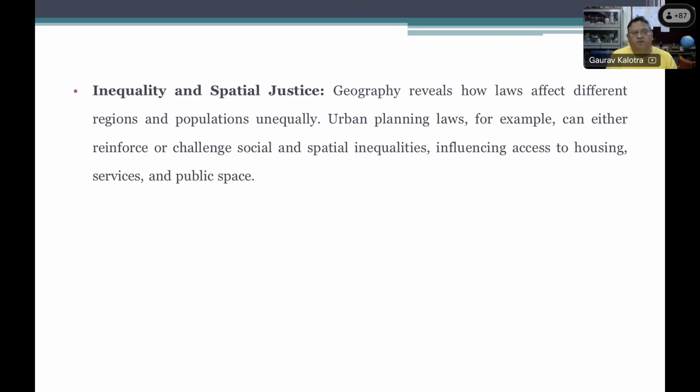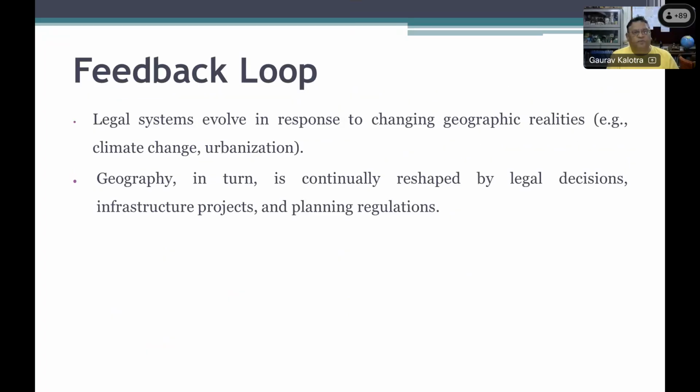Then inequality and spatial justice. Geography reveals how laws affect different regions and populations unequally. Urban planning laws, for example, can either reinforce or challenge social and spatial inequalities, influencing access to housing, services, and public space. Now, there is a feedback loop.